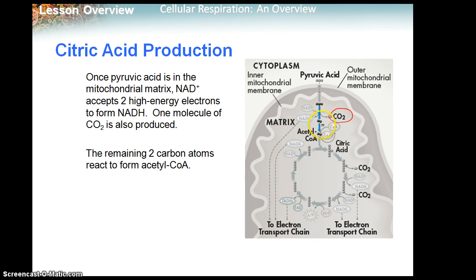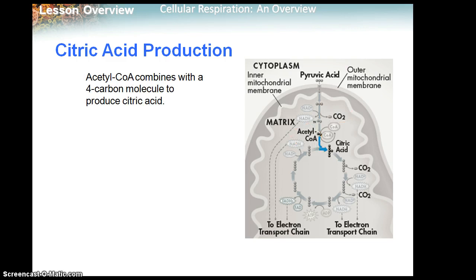It goes through another reaction, and we get acetyl-CoA. This is a compound name that we need to know. It is a 2 carbon molecule that is going to enter the citric acid cycle. As acetyl-CoA enters the cycle, it's going to combine with a 4 carbon molecule to make a 6 carbon citric acid. Alright, so here's citric acid. So in this cycle, we need to know acetyl-CoA and citric acid.